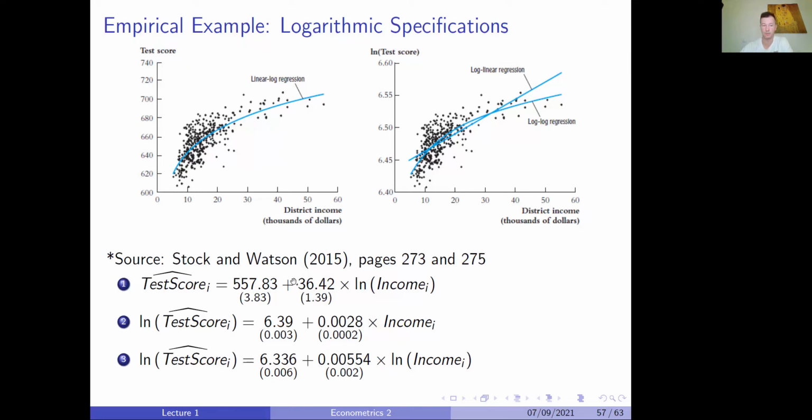And what do we have? This estimate is significant, this estimate is also significant, and this one is also significant. So all three models have statistically significant coefficient estimates, but considering the better data fit, the first model and the third model are better to describe the data.